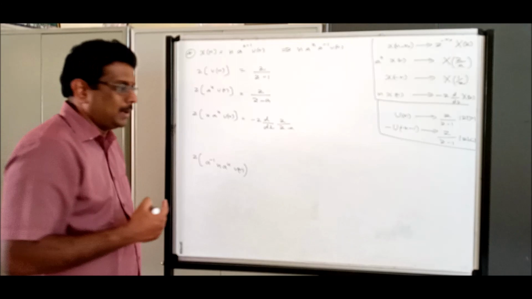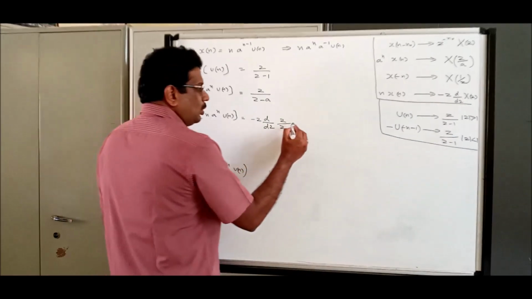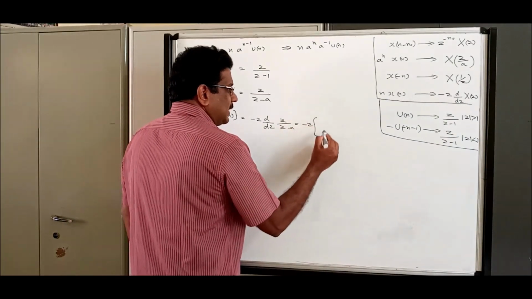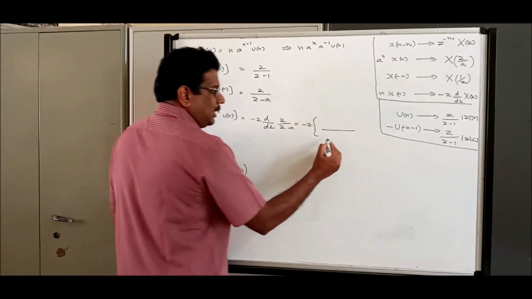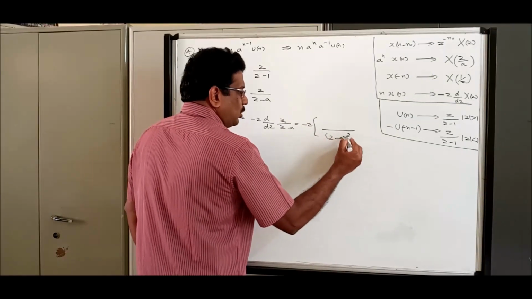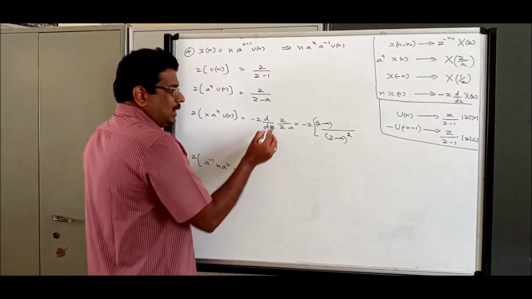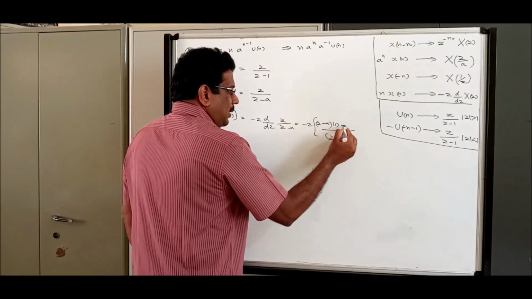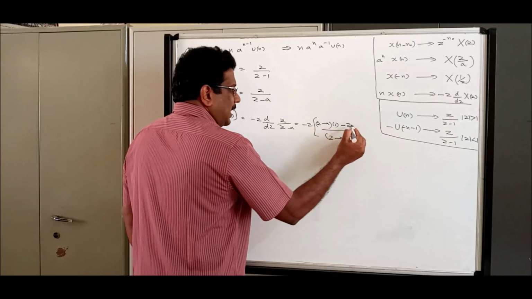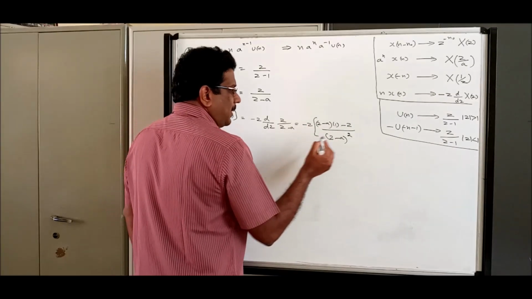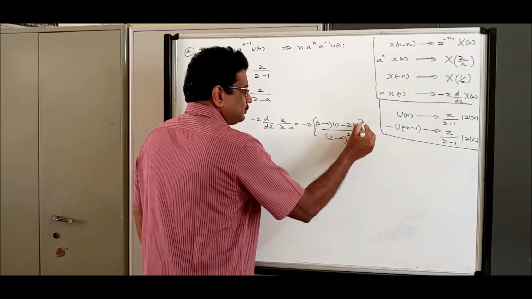Differentiation in the Z domain. What is the next thing I have to do? I have to do differentiation. Minus Z, using the u by v method, Z minus A the whole square in the denominator, Z minus A in the numerator, differentiation of Z is 1, minus, keep Z as it is, differentiation of Z minus A is nothing but 1.